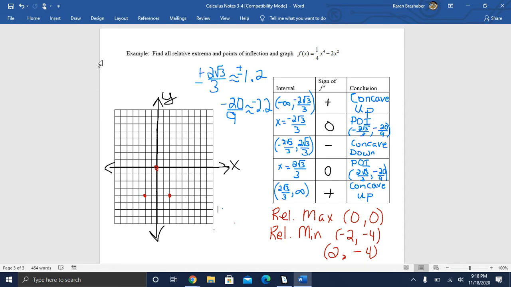Then you now have these new points, your points of inflection. And I went ahead and got those decimal approximations on the screen for you. So -2√3/3 is -1.2 for the x. And then for the y, -29 is -2.2. So estimating, you'd probably have a point about right here, and then symmetrical to that on the other side. And we want to be sure that we include those points when we draw the graph.